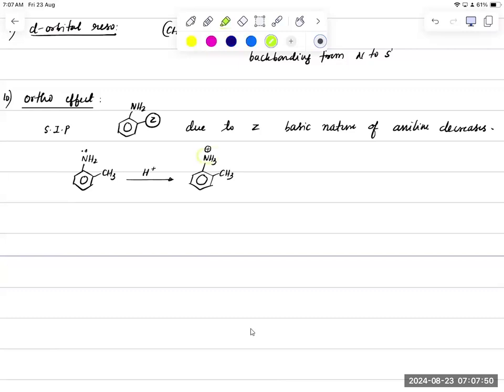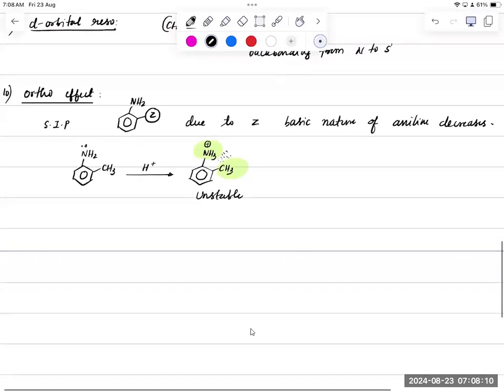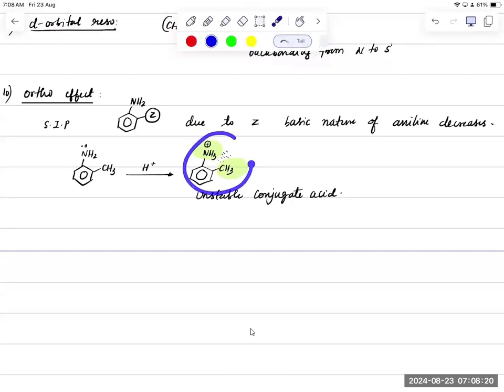Due to this bulkiness, this space of NH3 and this space of CH3 will have strong repulsions. These clouds will have strong repulsion. Because of these strong repulsions, this is an unstable, less stable conjugate acid. Being a less stable conjugate acid, this will be reluctant to accept this H plus. If it accepts H plus, it becomes an unstable conjugate acid. That's why this group will be reluctant to take this H plus. And this phenomenon is called steric inhibition of protonation.